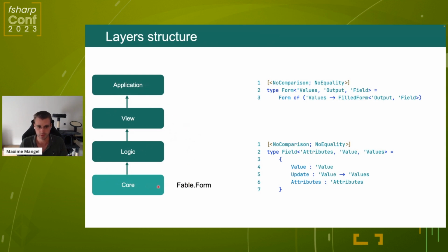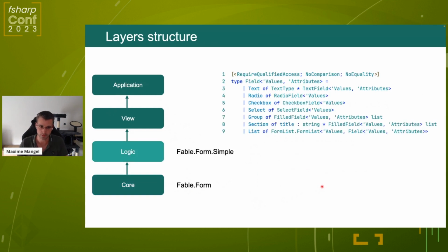The first layer, core, is handled by the package Fable.Form, and what it does is it provides a common set of types and functions to manipulate forms. For example, you define the forms of these specific types, and you can just read it as if it was a function taking some values and returning you an output. And here is how a field is defined, which is a value with an update function, so it knows how to update its state, and some attributes attached to it, like the label or placeholder information.